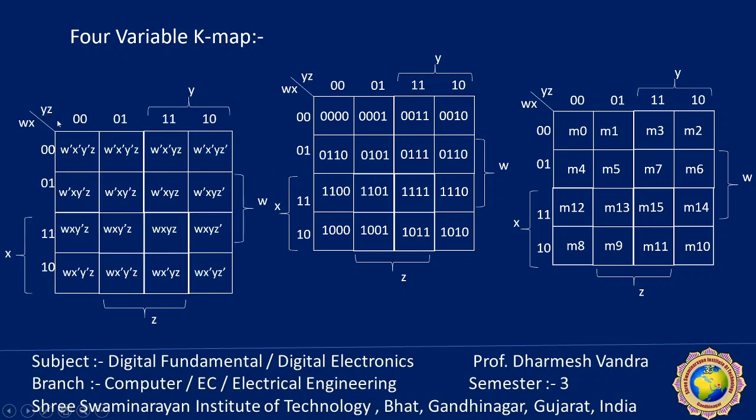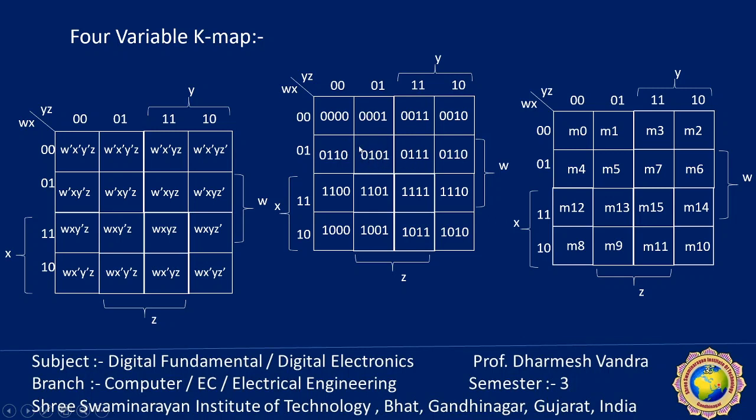So when we substitute, each cell is represented by a minterm in the form of literals, using w, x, y, z as the variables. This is called a reflected code. Why? Because only one digit changes between two adjacent rows or columns. See here, comparing two adjacent cells, 0, 0, 0, 1, 0, 0, 1, 1, only one variable is different. If you compare any cell with its adjacent upper, lower, left and right cell, only one variable is changed.